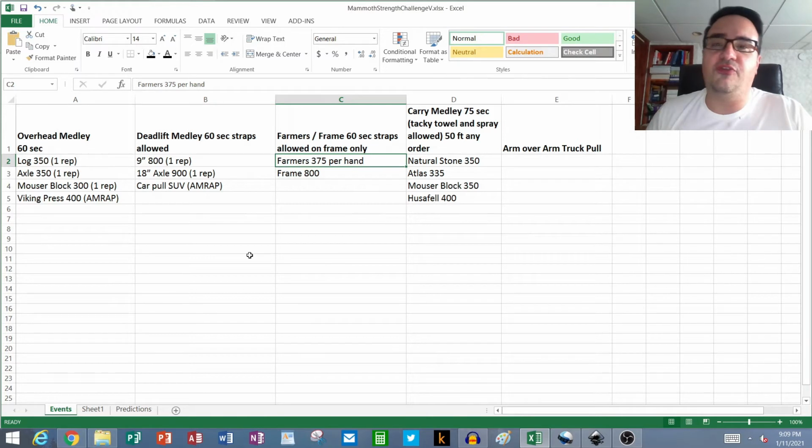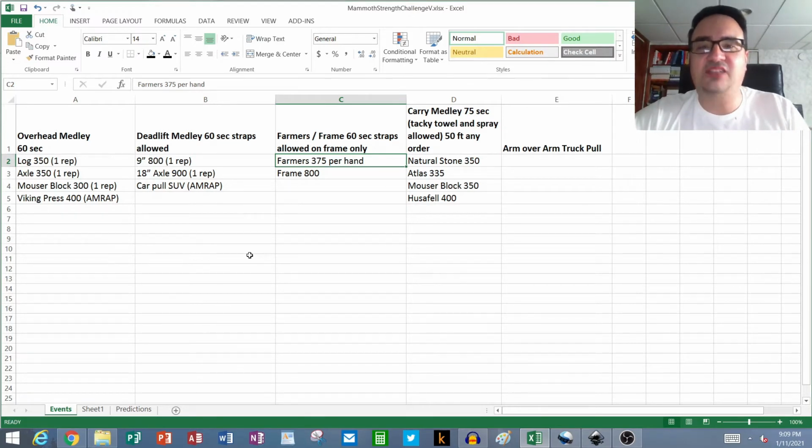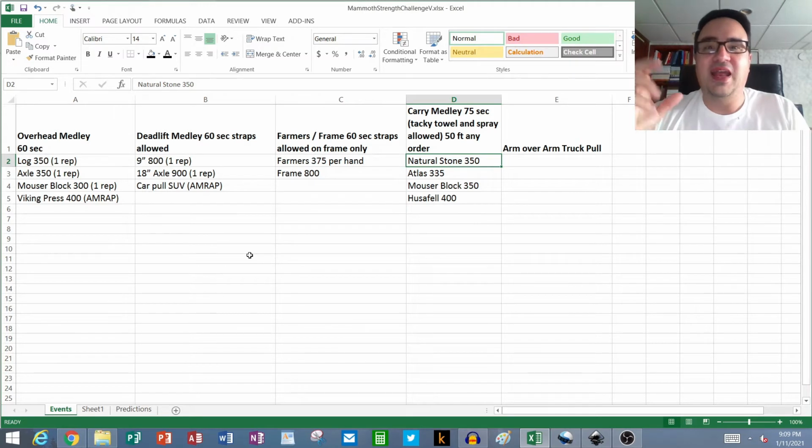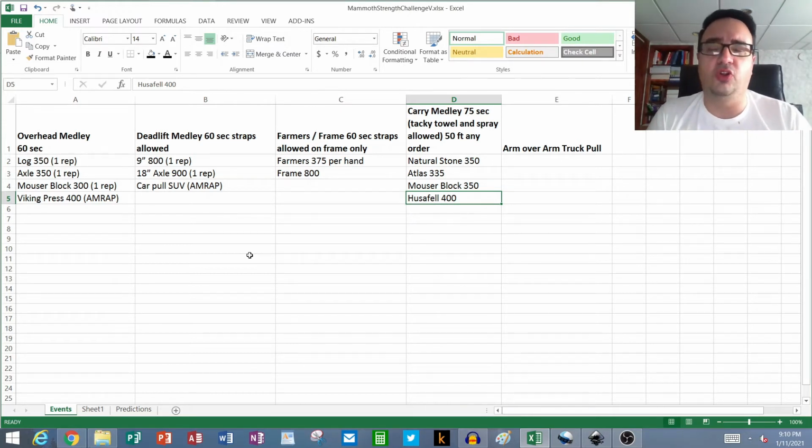We then move into the farmers and frame medley, where we have farmers 375 pounds per hand, 50 feet out, frame of 800 pounds, 50 feet back. So really taxing on the grip. And then of course we move into that stone carry medley of various types of stones. We have a 350 pound natural stone, a 335 pound Atlas stone, a 350 pound Mauser block, and a 400 pound Husafelt stone. The festivities end with an arm over arm 18,000 pound truck pull over a dirt flooring. So not asphalt or concrete, but a dirt flooring. So those are the events.